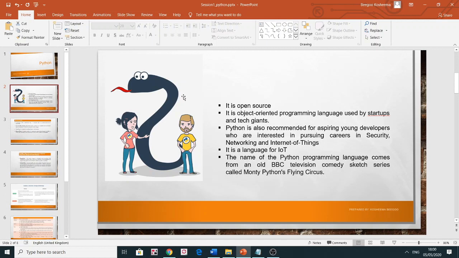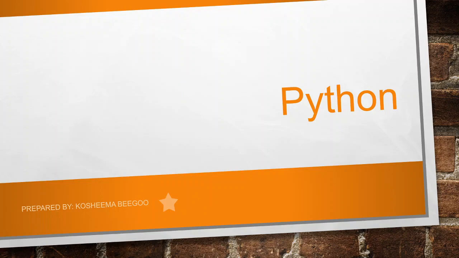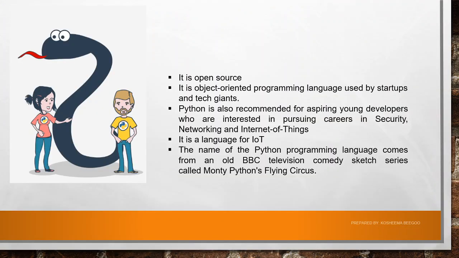Python is also recommended for aspiring young developers who are interested in pursuing careers in security, networking, and Internet of Things. Yes, Python has been used for Internet of Things. It is a language for Internet of Things. So where does the name of the Python programming language come from? It comes from the old BBC television comedy sketch series called Monty Python's Flying Circus. That's where the name Python came from.